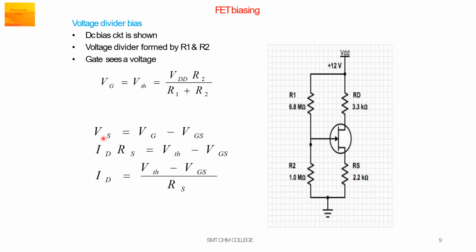So we can write the source voltage as VG minus VGS. Just now we had seen this equation in the earlier slide. So VS is ID into RS. VG we are taking as VTH. Rearrange this equation, you can find out the drain current, that is ID equals VTH minus VGS upon RS.